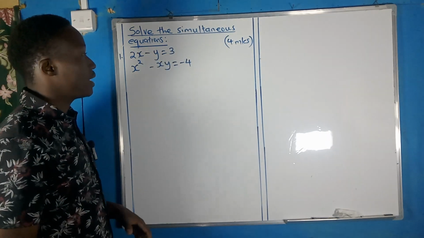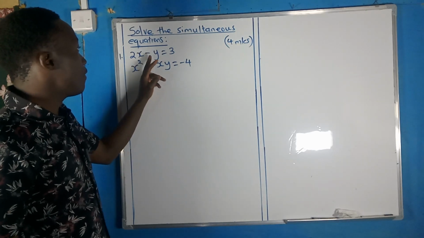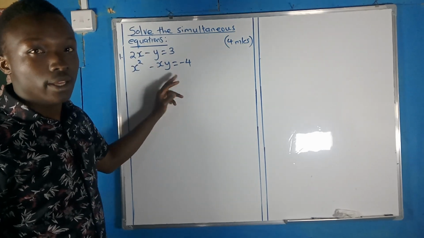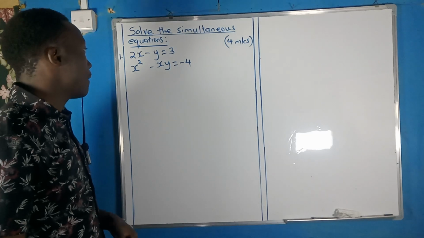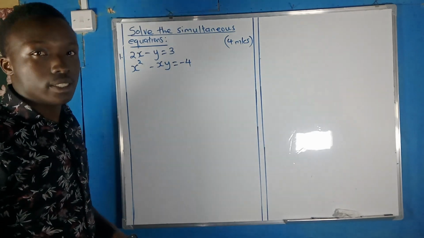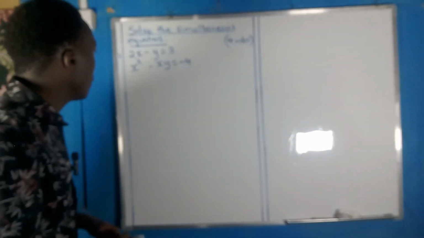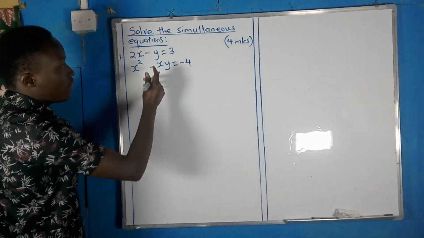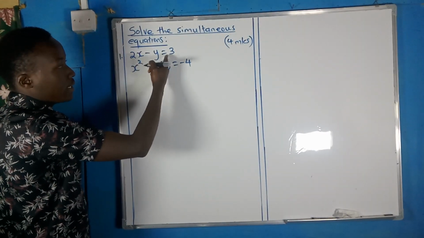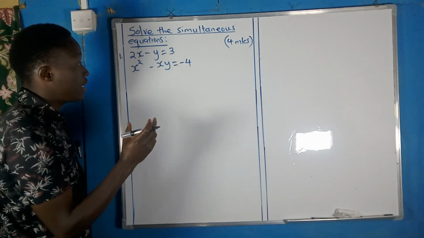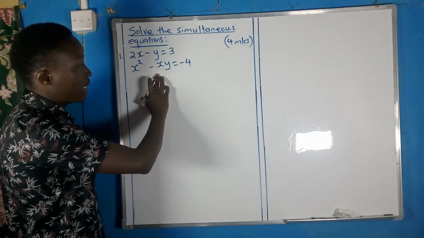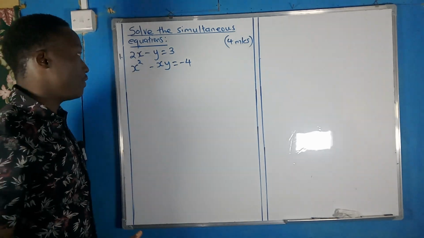The reason it's a simultaneous equation is because we have the value of x and the value of y, which we are supposed to determine. So in this question, this is how we are going to approach it. We have the first equation, 2x minus y is equal to 3, and the second equation, x squared minus xy is equal to negative 4.